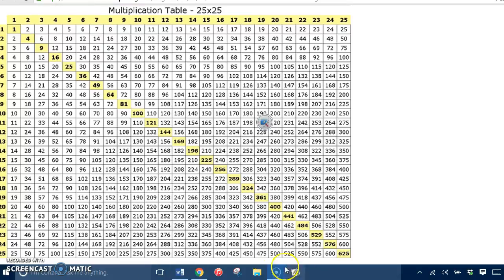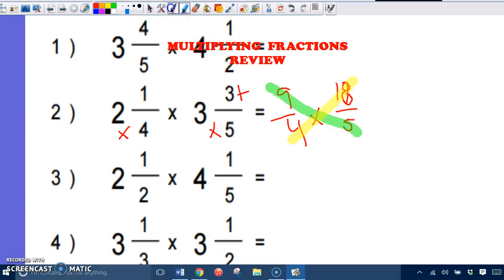So let's do that. There we go. My 4 is going to become a 2. My 18 is going to become a 9. Now I can multiply straight across. 9 times 9, 81. 2 times 5 is 10.